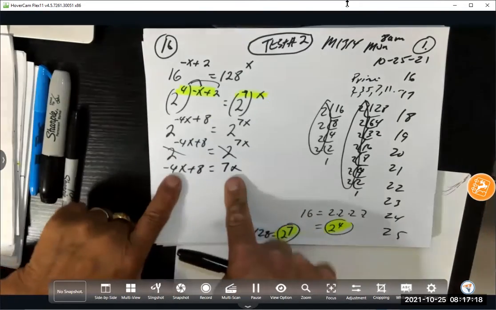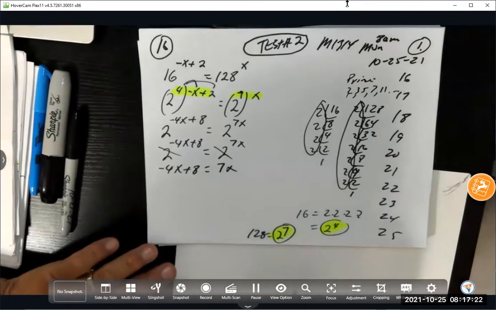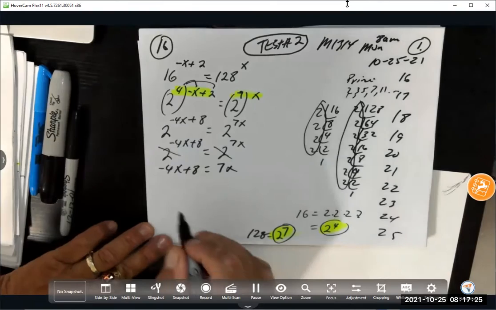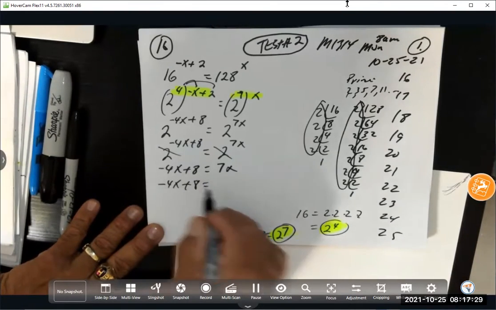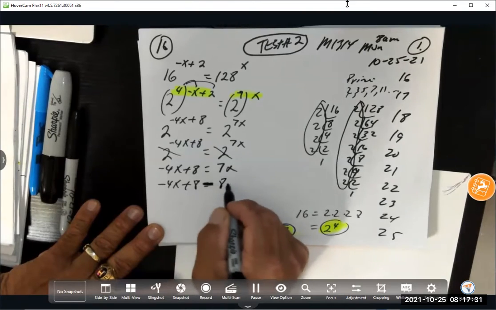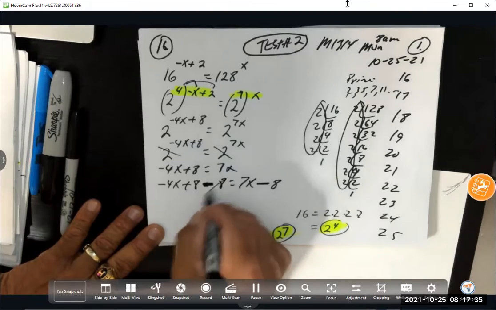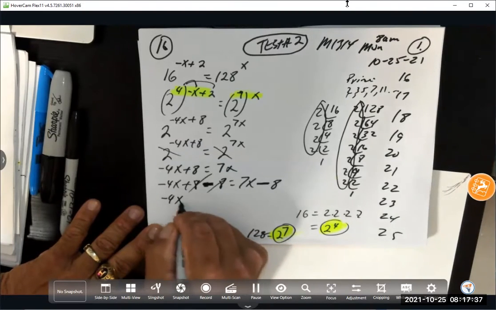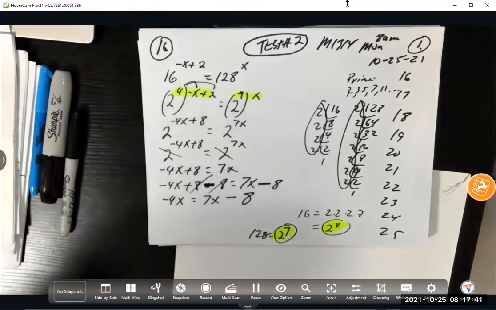Is everybody okay with that step right there? Yes. Okay, now I'm going to subtract 8 from both sides. Minus 8. So I'm going to put minus 8 here, and I'm gonna put minus 8 here also on both sides, okay? These are gone. So negative 4x equals 7x minus 8. Is everybody okay right there?